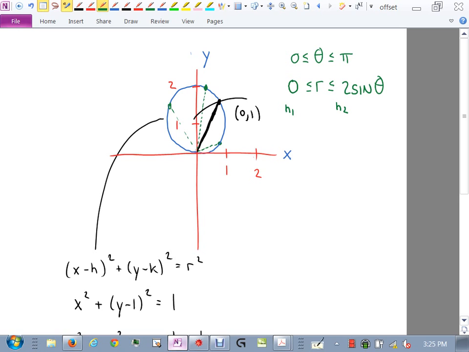Now we go and set up the double integral. So you have your double integral. It will go from what? 0 to pi. The next one, 0 to sine theta. And then what's in the integrand? The top minus the bottom.